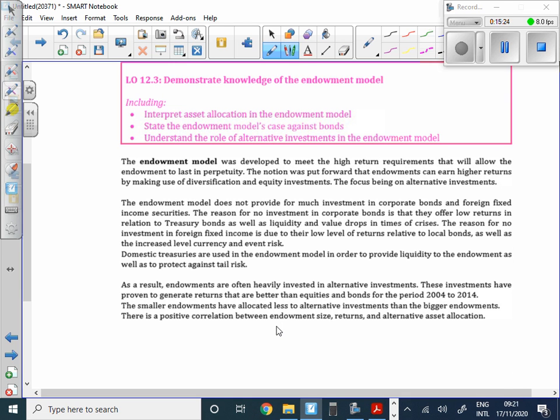Knowledge of the endowment model. Okay, an important one, guys.